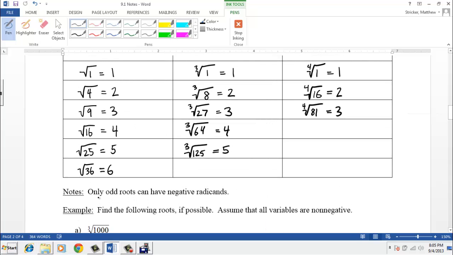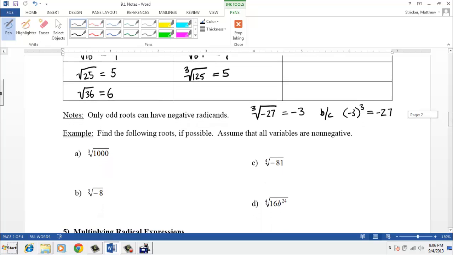One little note here, only odd roots can have negative radicands. For example, the cube root, that's an odd root because it has an index of 3, which is an odd number. I can take the cube root of negative 27. That's equal to negative 3. Why? Because negative 3 cubed is equal to negative 27. A negative times a negative times a negative, a negative times itself 3 times gives us 3 negatives, which is equal to a negative when we multiply.